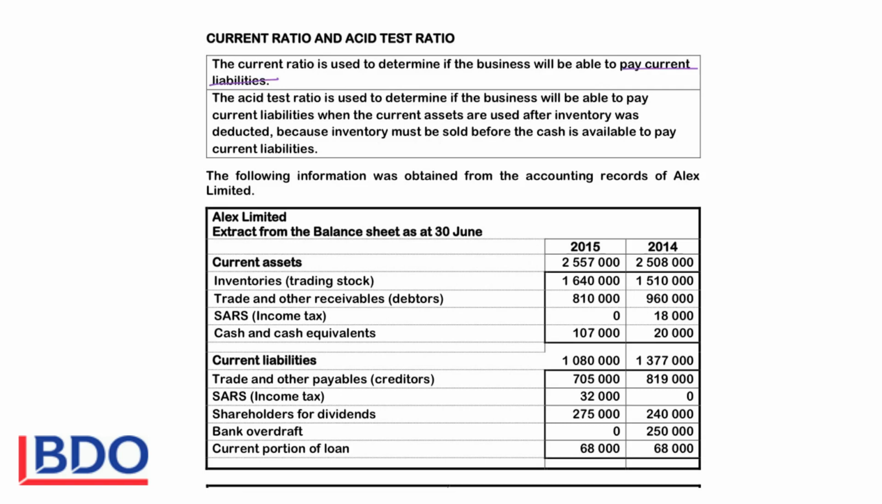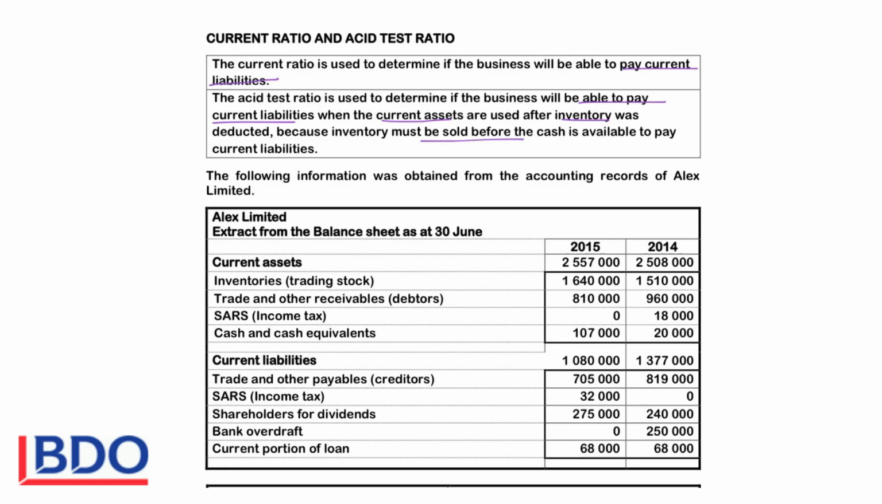The acid test ratio is to determine whether the business will be able to pay the current liabilities if the inventory is not included in the current assets. So if you take the current assets minus the inventory and then work it out with current liabilities. The reason for this is that the inventory must first be sold before cash is available to pay for the current liabilities. The following information was obtained from the accounting records of Alex Limited, and they give us the information for the current assets and the current liabilities.